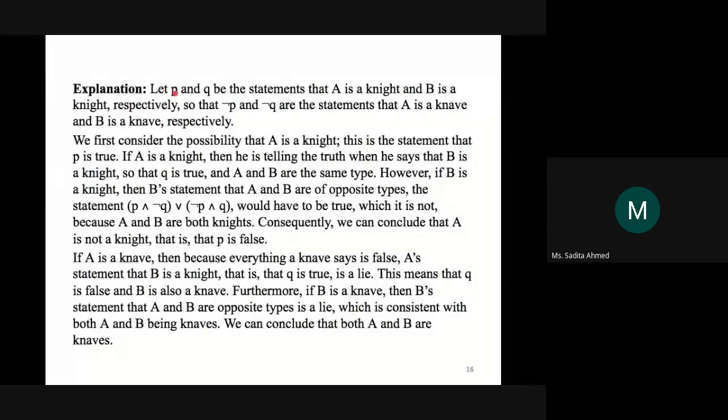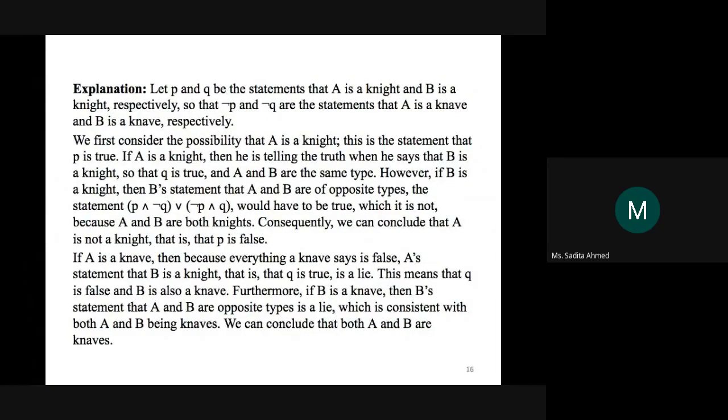Okay. In that case, as we saw, if P is true, then what A is saying is true. What is A saying? A is saying that B is a knight. That is, A is just giving you the propositional statement represented by Q. If what A is saying is true, if P is true, then what A is saying is true, and in that case, Q becomes true as well. That is, if P is true, then Q must be true.